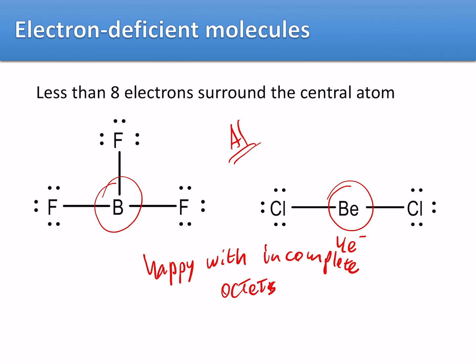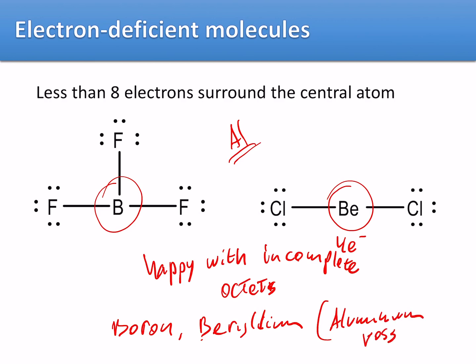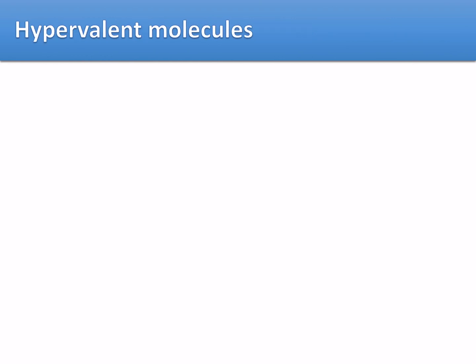So again, boron and beryllium are your cases. Aluminum is possible. So those are the frequent cases in which you see electron deficient molecules.